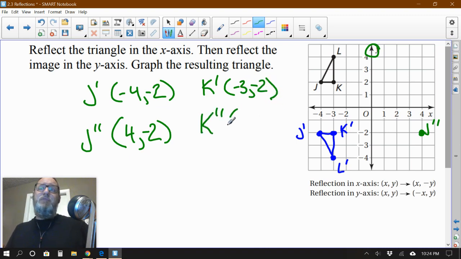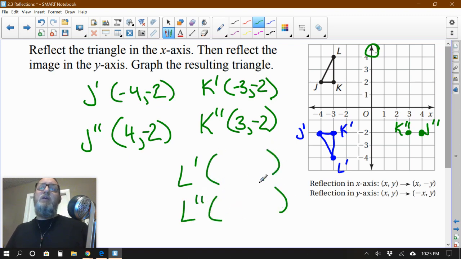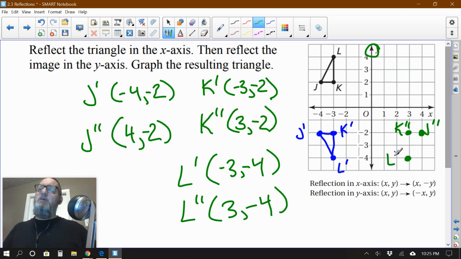K double prime. Now again, across the y-axis, (x, y) becomes (-x, y). So this -3 becomes a +3, and the -2 stays the same. So (3, -2). There's K double prime. L double prime. I'm sorry, L prime first, before we get L double prime. L prime is at (-3, -4). And again, reflecting across the y, we have to change the x. So that becomes (3, -4). And there's L double prime.